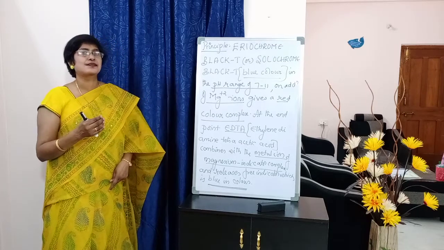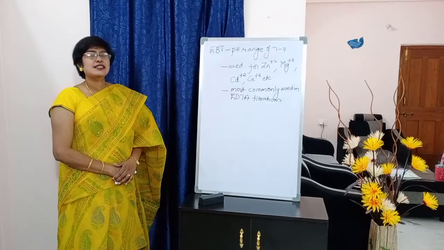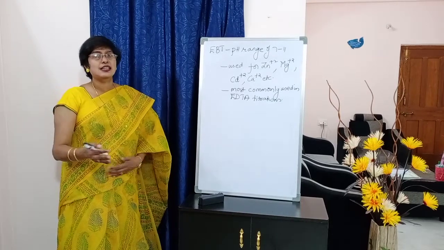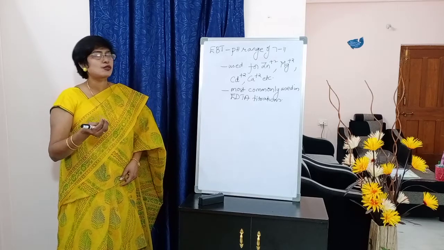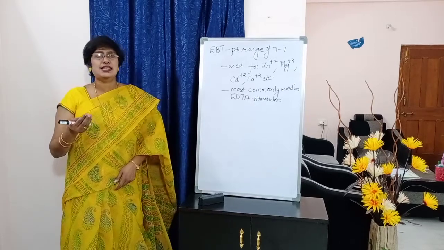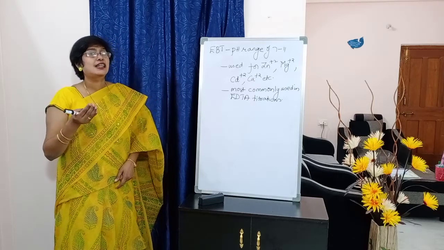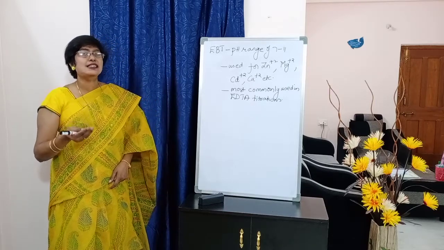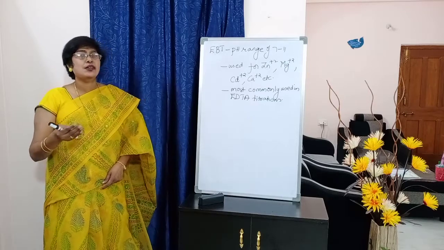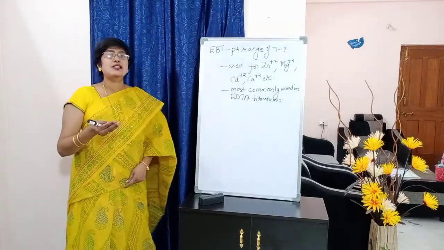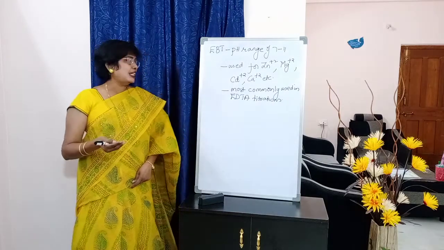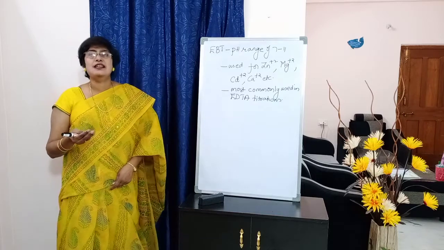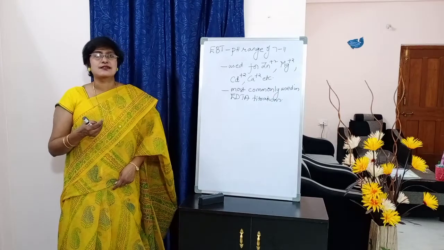Okay, students. Just write in a rough page or a column. You need not include this. Just 2 or 3 points about the indicator EBT. We have seen it has a blue color and it is in the pH range of 7 to 11 or 8 to 10.5, and also it is used for metal ions like zinc, magnesium, cadmium, calcium, and most commonly in EDTA titrations we use this EBT indicator.